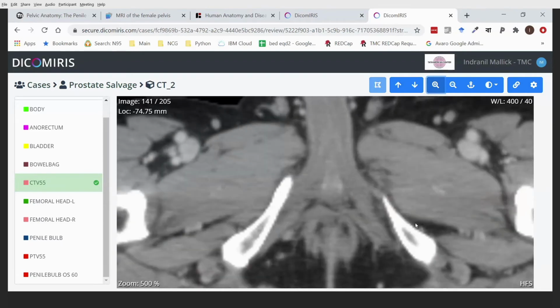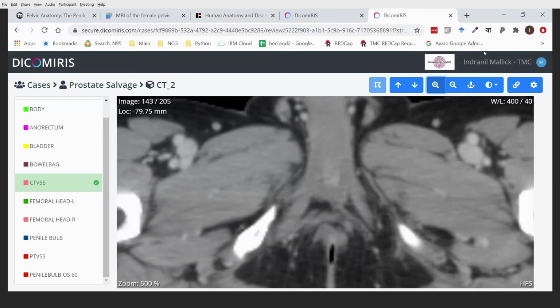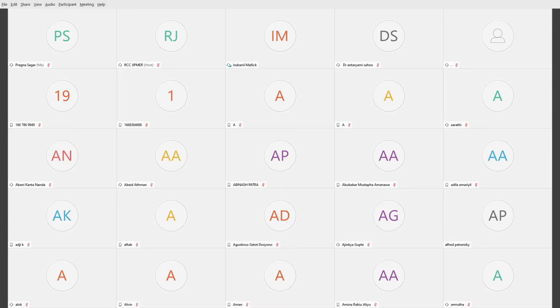Again, Arati has correctly mentioned that posteriorly the rectum was taken too much. Dr. Nilesh is also correct. We've overlapped a bit with the levator ani on the sides. There was number 166786 who is also correct: decrease the posterior border. And a lot of people have mentioned that we've gone into the anterior rectal wall.